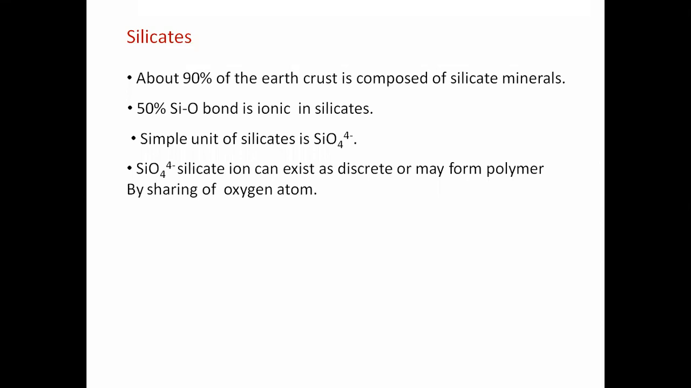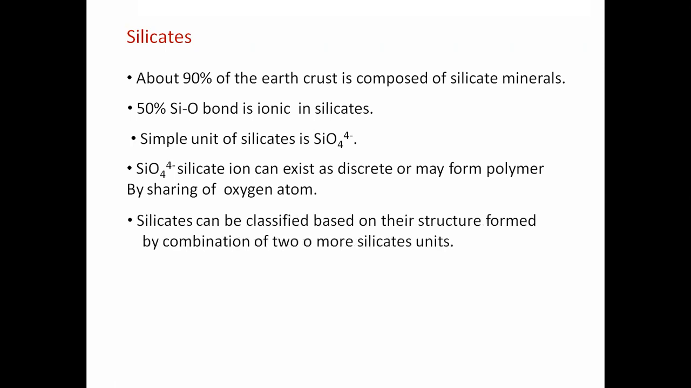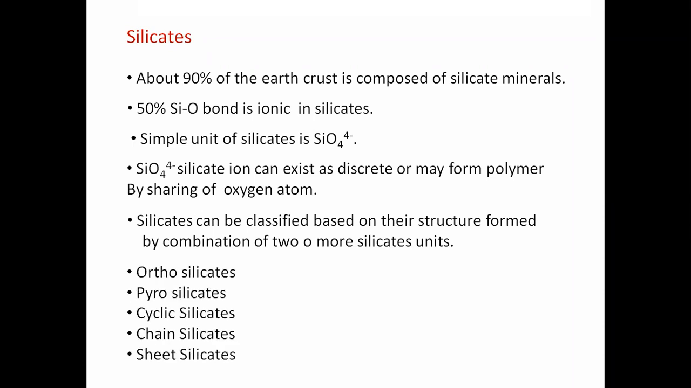Now this SiO4, 4 minus ion can be involved in polymer formation, which means 2 molecules combine, 3 molecules, 4 molecules, and it forms a variety of silicates. Based on the structure formed by the combination of silicate ions, there are various types of silicates: orthosilicates, pyrosilicates, cyclic silicates, chain and sheet silicates. We'll go for the first one, orthosilicates.